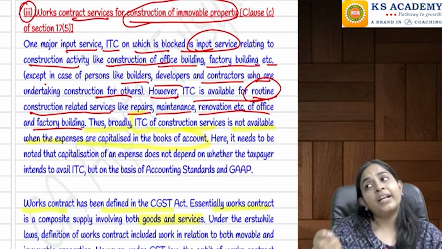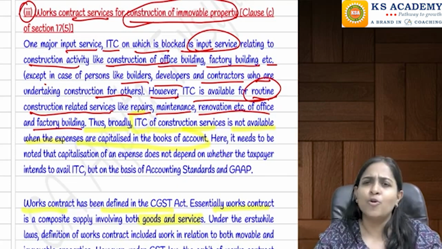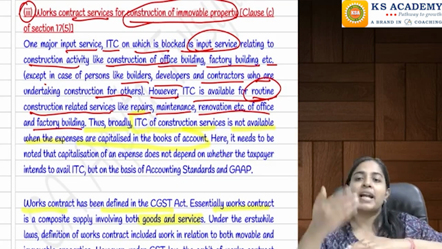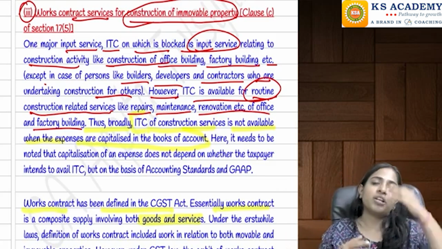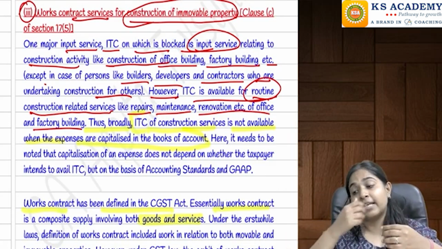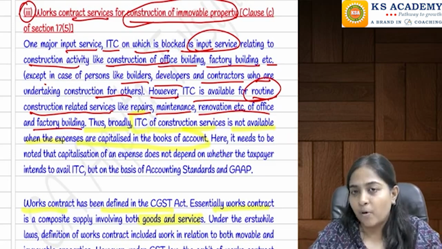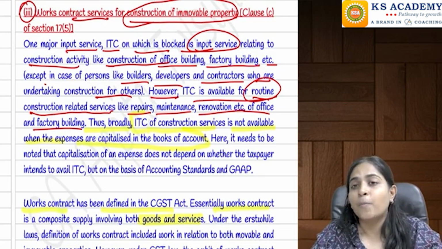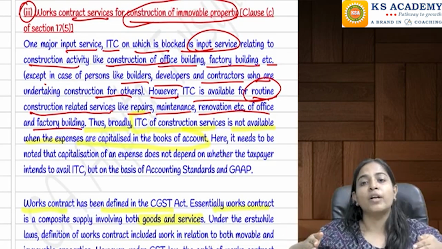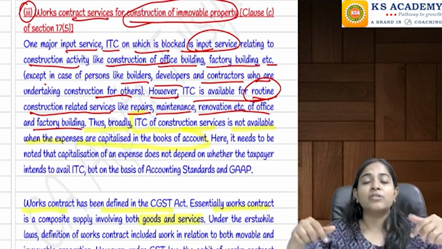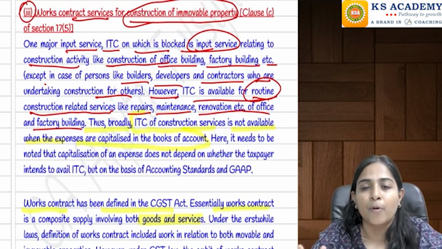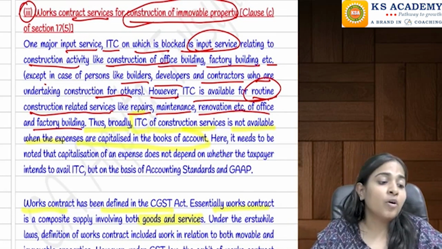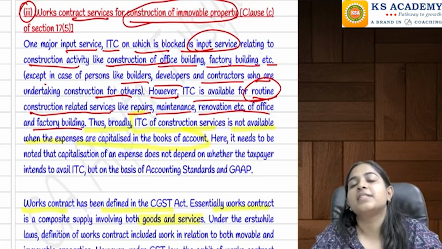I avail works contract services for construction of a plant and machinery. No problem. It is not an immovable property. Credit is available. Support structure and foundation to plant and machinery is also considered as not an immovable property. Just remember that. That will be considered as plant and machinery only. Next one, special point: construction of telecommunication tower or laying of pipelines outside the factory. This is considered as immovable property. If it is considered as immovable property, ITC credit is not available, even if you have availed works contract service.